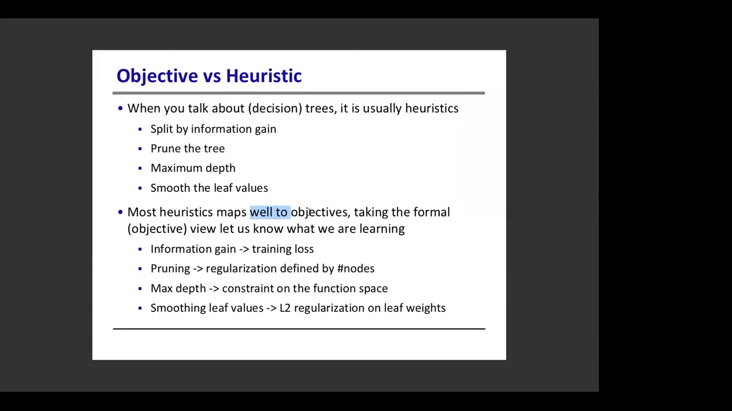and most heuristics map well to the objectives. Taking the formal objective view, let us see what we're learning. Information gain is basically minimizing the training loss. When we split the data based on good criteria, we are minimizing the entropy, that entropy loss we talked about earlier. We basically are minimizing the training loss. Pruning, as in removing certain leaves, is improving the regularization term, defined by the number of nodes. Max depth is a constraint on the functional space, meaning we are minimizing the overfitting. And smooth leaf values, as in we bring down the weights at each leaf, is again the L2 regularization on leaf values.